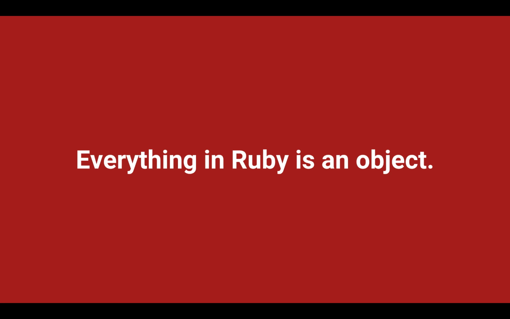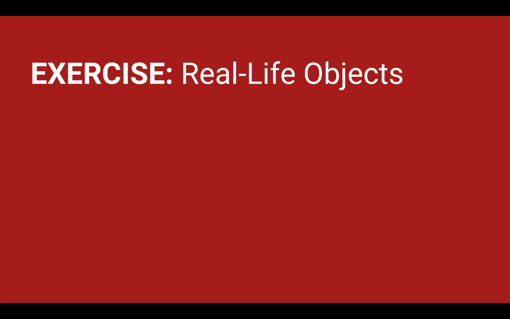Well, I'd like to begin with an exercise to get our brain juices flowing and start thinking about real-life objects. For example, if you were to look around, a real-life object would be something like your computer, your monitor, a pencil, a pen, a desk, a bed, and so on. So here's the exercise, real-life objects.